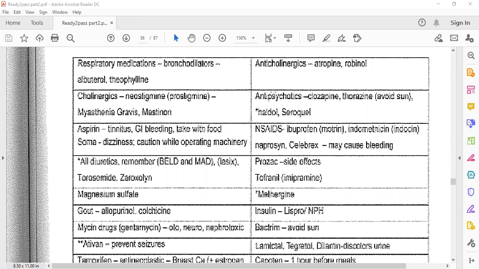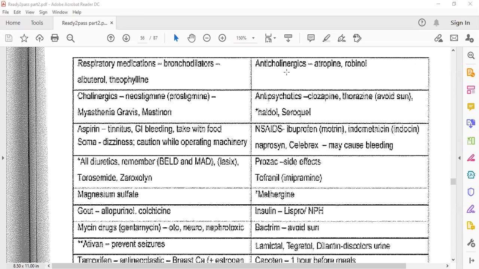So a drug class is called anticholinergics. Anticholinergics, basically, this medication is commonly used like atropine or ipratropium. So anticholinergics, basically atropine, commonly used, right?